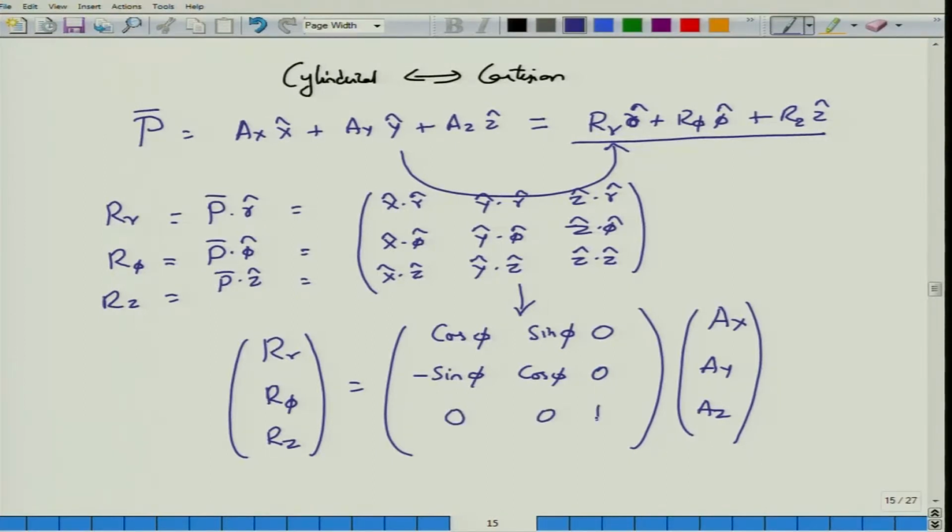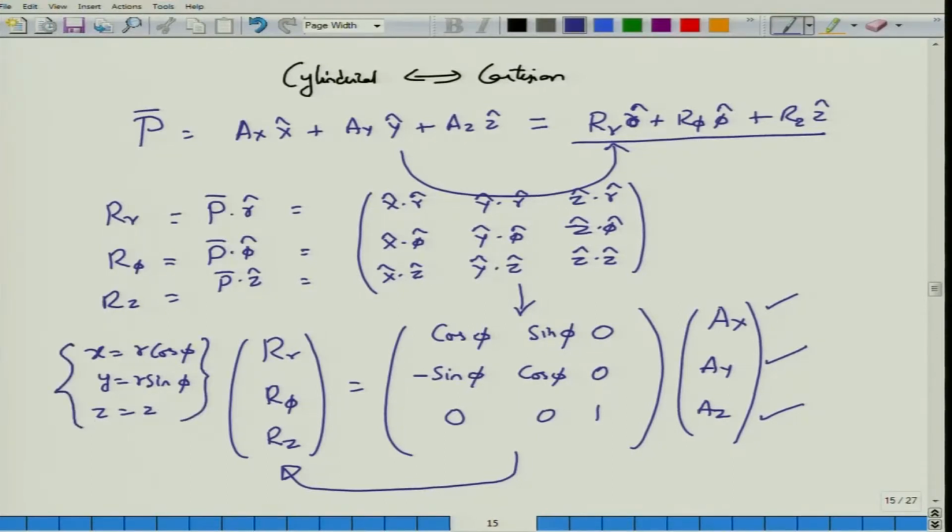So, given any vector with ax, ay and az, you can use this matrix to get to the values of the r, phi and z components, and further write x as r cos phi, y as r sin phi, z of course is the same z. So, if you use these relationships and the values ax, ay and az, then you can construct the vector p in the cylindrical coordinate system, which will have r as the r component, phi as the phi component and z as the z component.